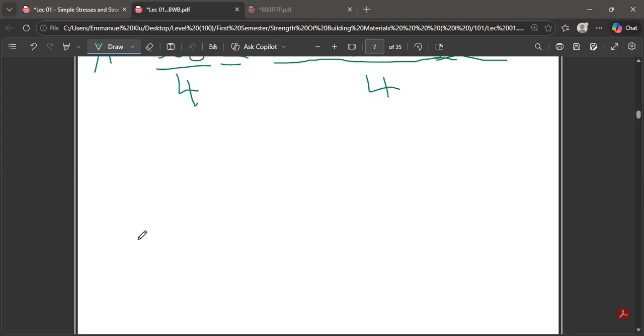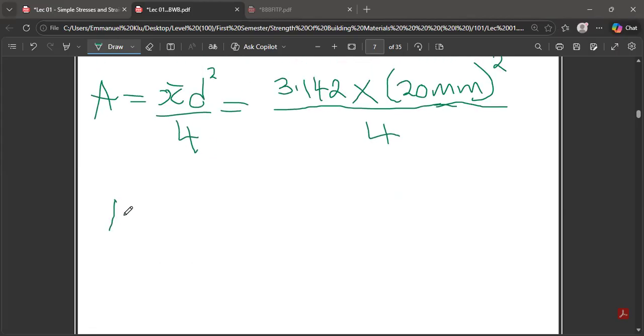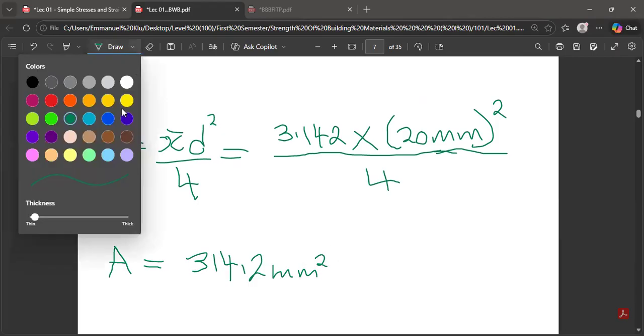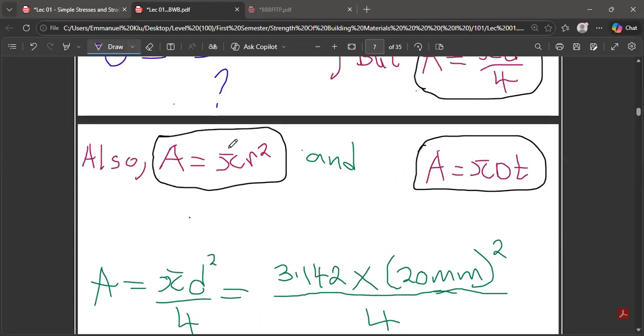If you punch this on the calculator, I realize that finally our area, I'm getting 314.2 millimeter squared. Millimeter squared because this 2 over here is going to affect these millimeters also. So at the end of the day, we are going to get 314.2 millimeter squared. We are done calculating for our area. That is it.